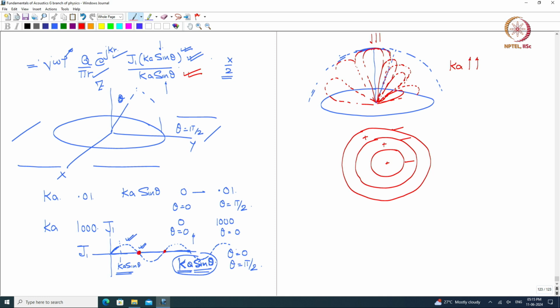So that is the behavior with respect to angle theta. We will see why this behavior happens. Now we will look at what happens on axis. Okay, on axis what happens?